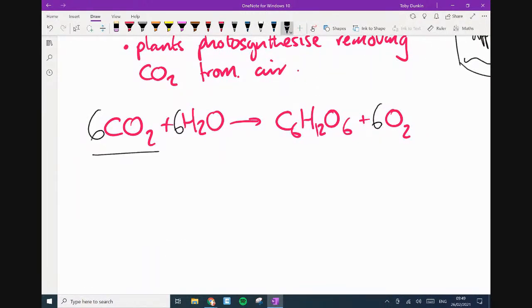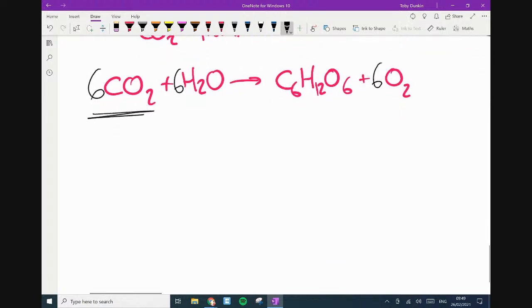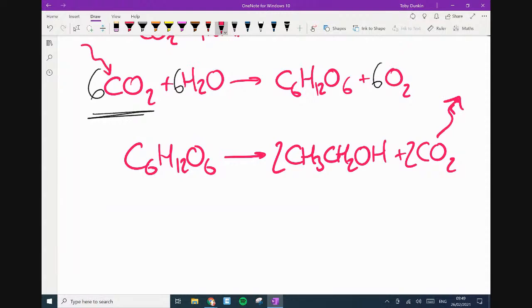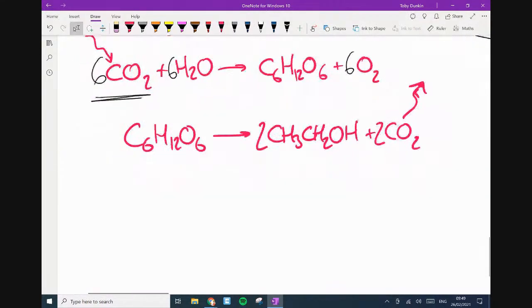Would everyone agree that every time the plant makes some sugar, it's taking 6 carbon dioxides out of the air? So now I'm going to take that C6H12O6, ferment it and turn it into ethanol. Here's the proper structural formula rather than Edexcel's stupid one. And I'm going to release 2 carbon dioxides back into the atmosphere. So I removed 6 from the air during photosynthesis. I just put 2 back.